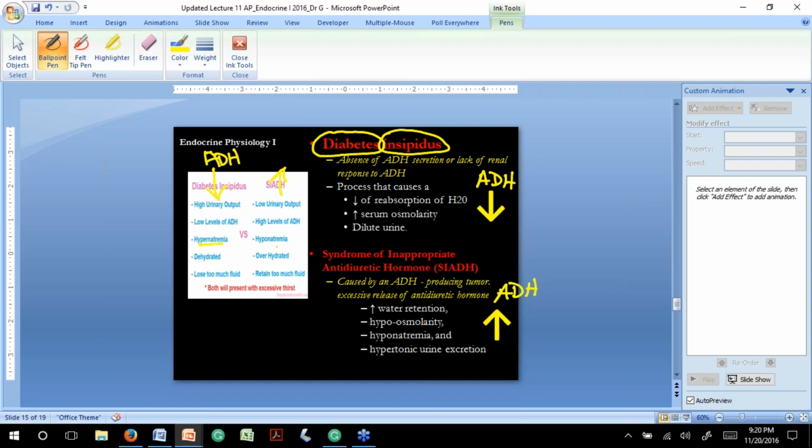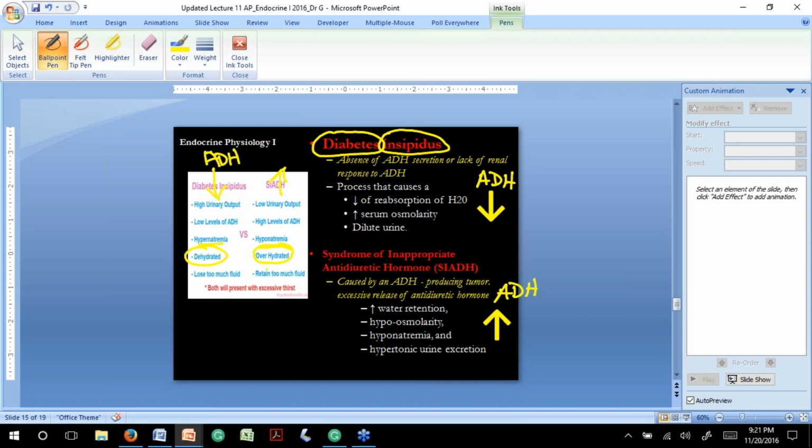Of course, we have hypernatremia versus hyponatremia, right? Hypernatremia is because you have a decrease in ADH, so you pee more. That means you have less water in your blood, so the sodium is going to be increased in concentration. Even if it's the same amount, you have less water, making the solution highly concentrated in sodium, and that is hypernatremia. And SIADH is going to be the opposite, hyponatremia. So we have dehydration and overhydration, okay?